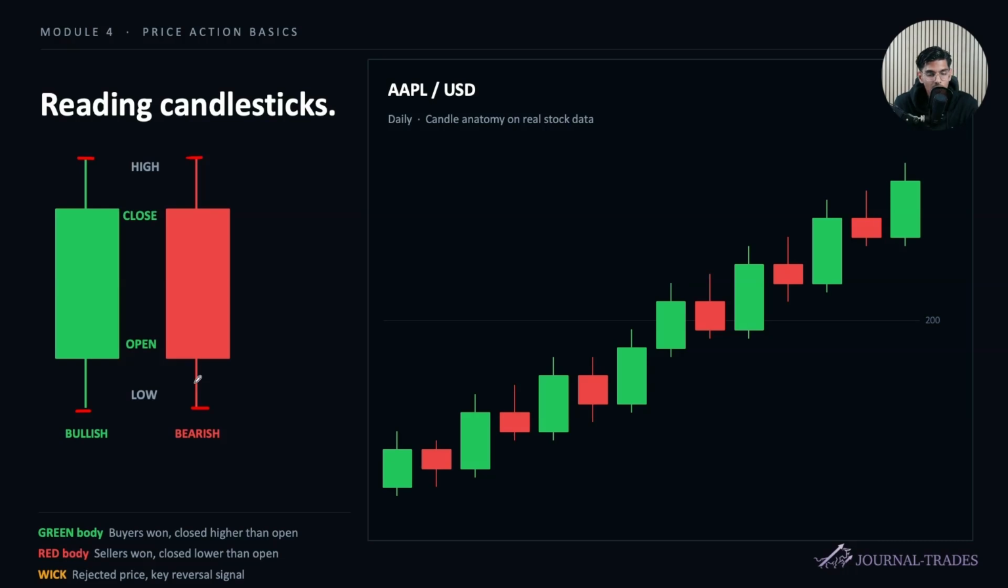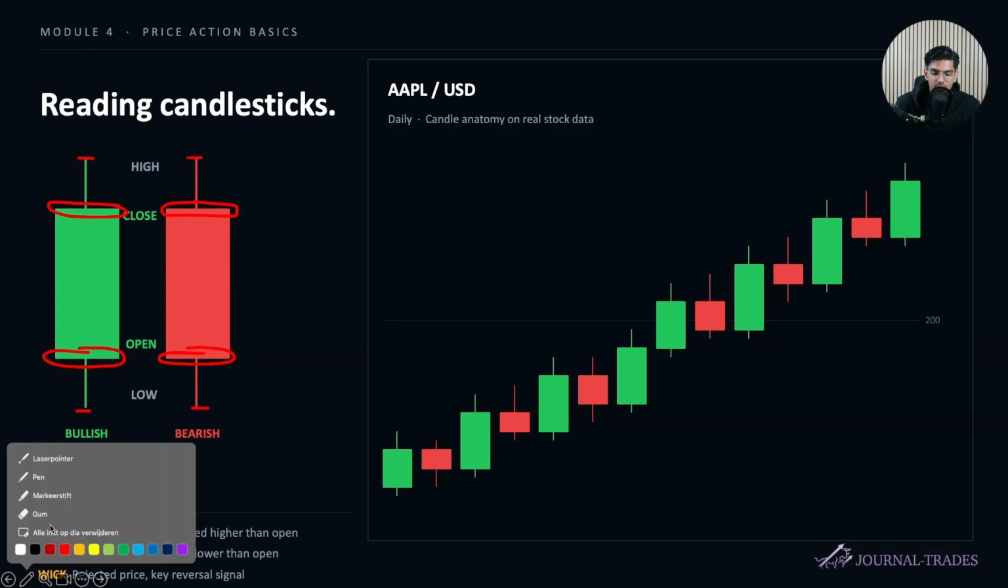Then you have the open and the close, and this is different for bullish and bearish candles. A bullish candle opens at the bottom of the body, the thick part of the candle, and closes at the top of that body. Which means, let's say we have a 15-minute candle, in 15 minutes the price has moved upwards. For bearish candles, it's exactly the other way around. At the top of the candle we opened, and at the bottom of the candle we closed. That's essentially what you need to understand about what a candlestick actually is.